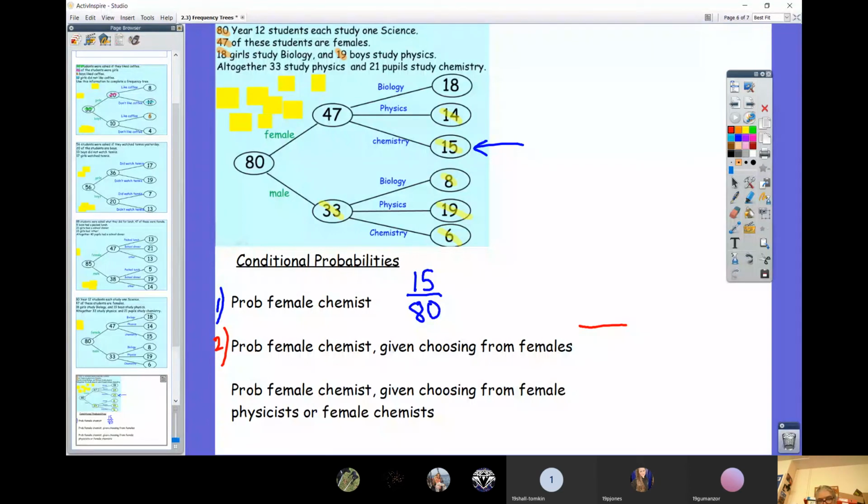So, I'll let Henry take this one. We're choosing from the females. How many females have we got, Henry? Good, there's your 47. So that's our denominator. And then we're still choosing a female chemist from those. So the numerator is still 15.